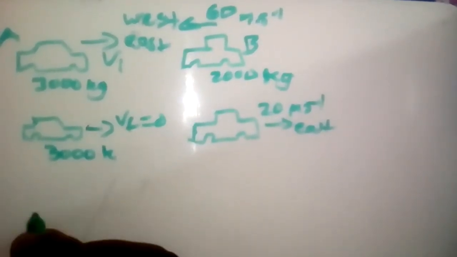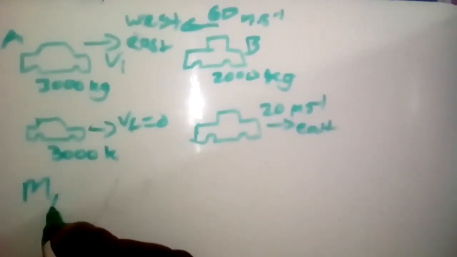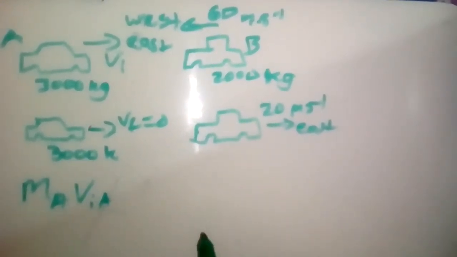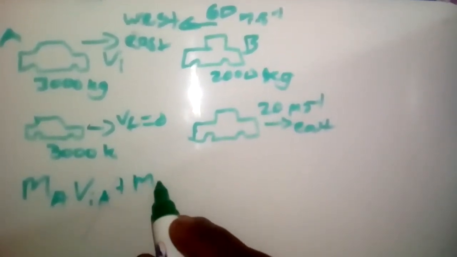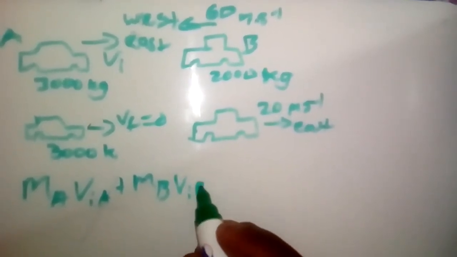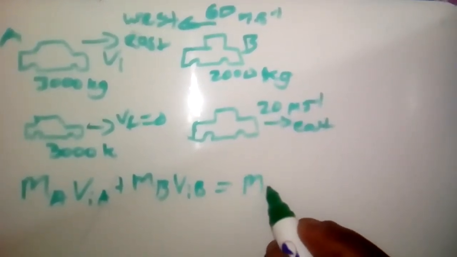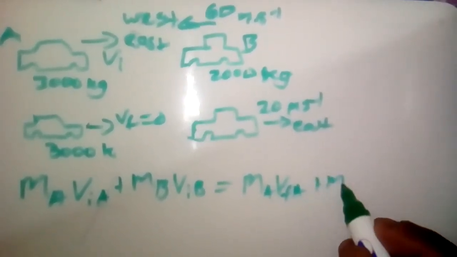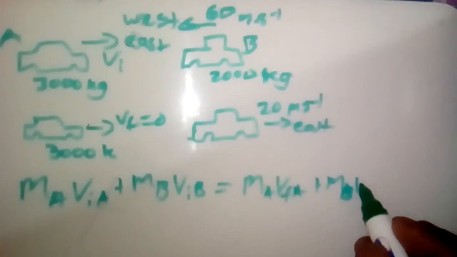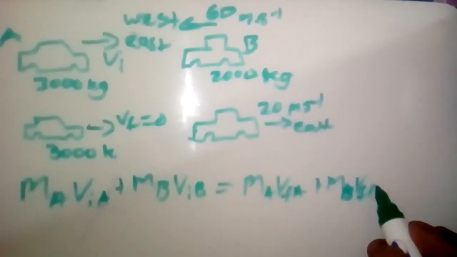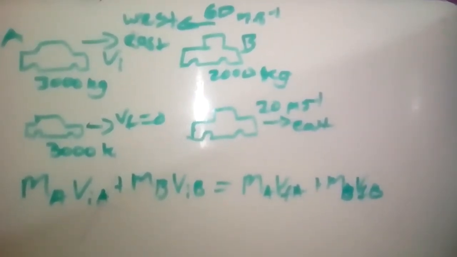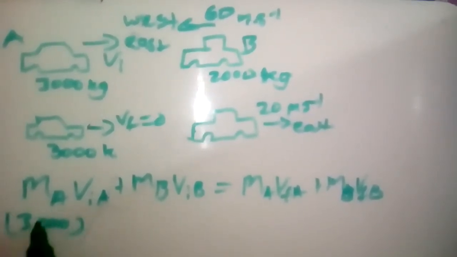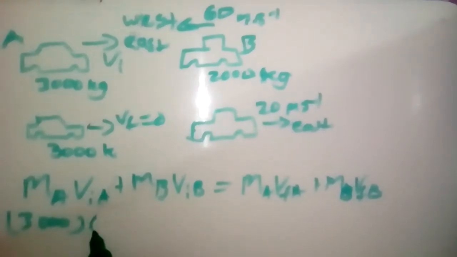So what do we do? Well, we just use the formula. We just say the mass of object A times the initial velocity of object A, plus the mass of object B times the initial velocity of object B, is equal to the mass of object A times the final velocity of object A plus the mass of object B times the final velocity of object B. So let's substitute. What's the mass of A? Well, it's just 3,000, as it was given.